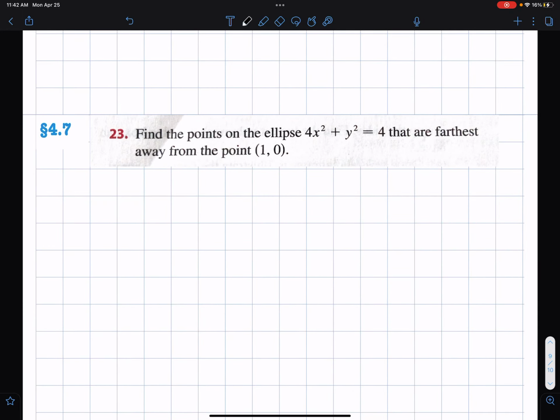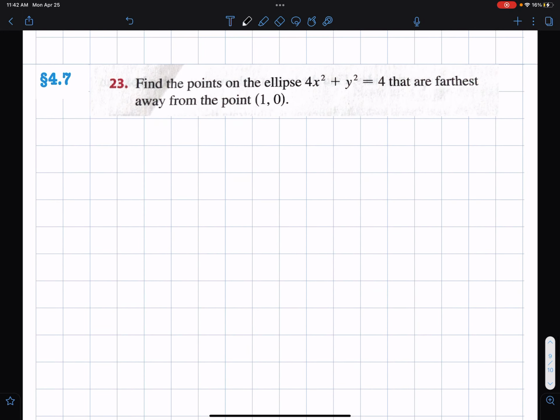Hey everyone, what we're going to do here is a classic optimization problem where we find the points on an ellipse that are farthest away from another point. Actually, the other points on the ellipse too. What's really good about this problem is that we can also review just a little bit the topic of the graph of an ellipse.